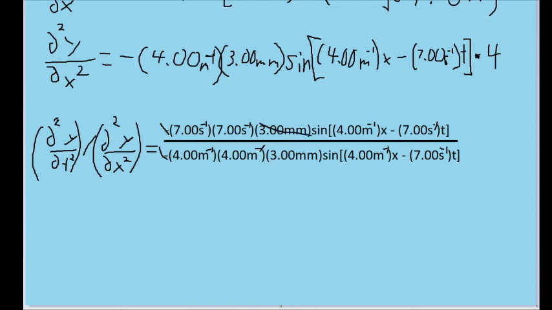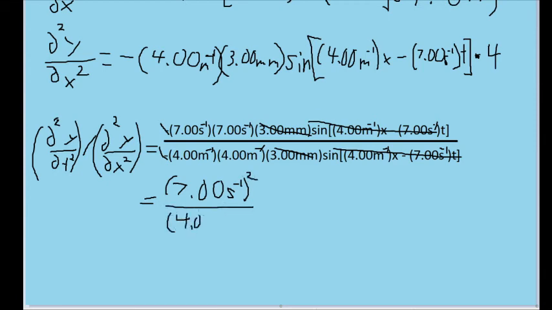These 3 millimeters cancel out. The entire sine functions will cancel out, since they both become identical after differentiating twice. So these can cancel out as well. And in fact, all we are left with, then, is this 7 times 7 at the top and this 4 times 4 at the bottom. So we can write that out as 7.00 inverse seconds squared divided by 4.00 inverse meters squared at the bottom. And all this is going to be equal to v squared.